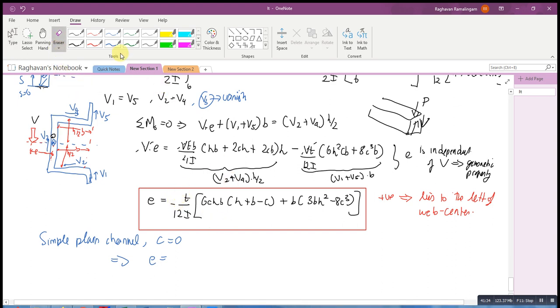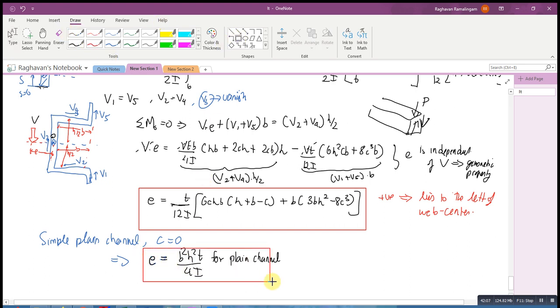There you go. Okay, so this will be 0. This is the only thing that will exist. So 3b square h square t by 12i, or b square h square t by 4i. So this is the expression for a plane channel. Okay, so since I got this result, I'm kind of confident that what expression you got above is correct.